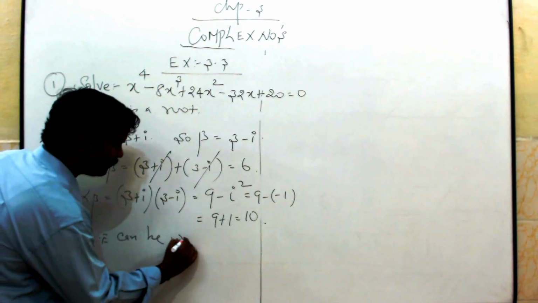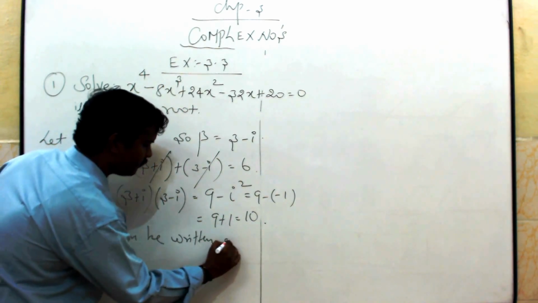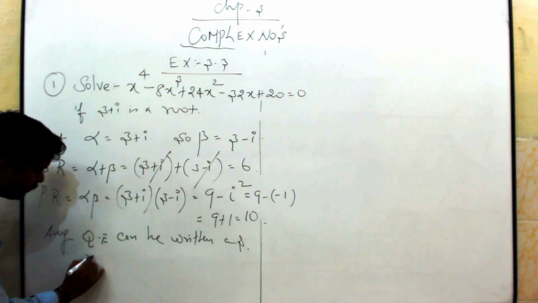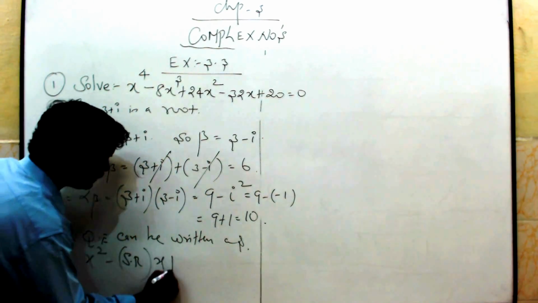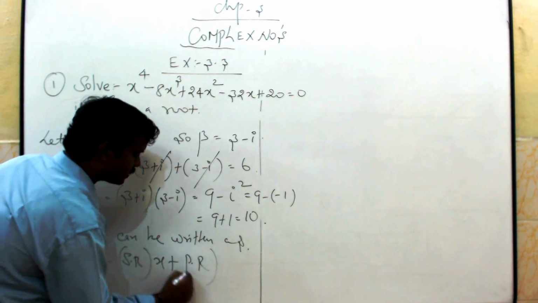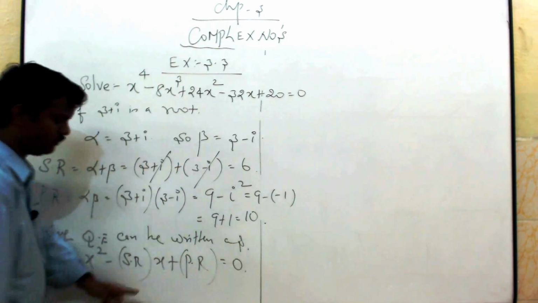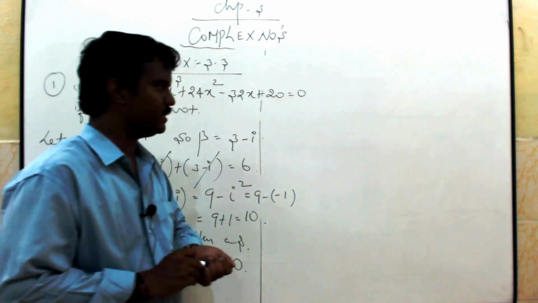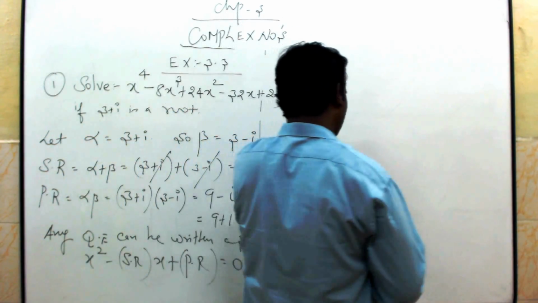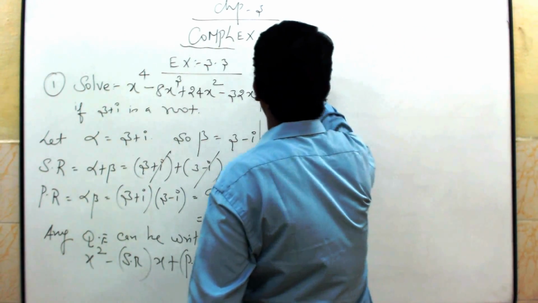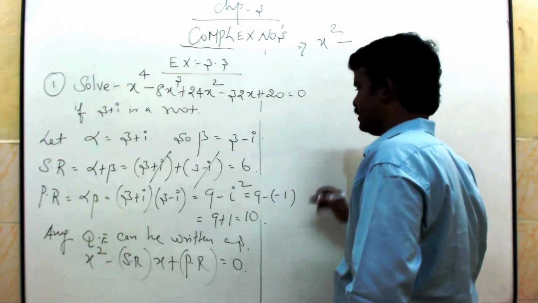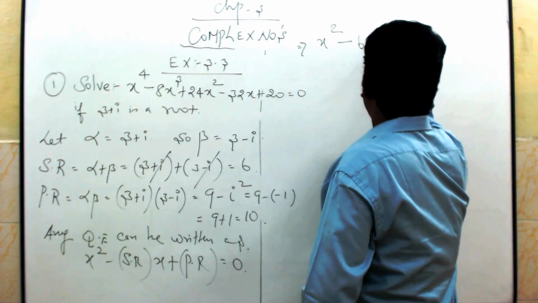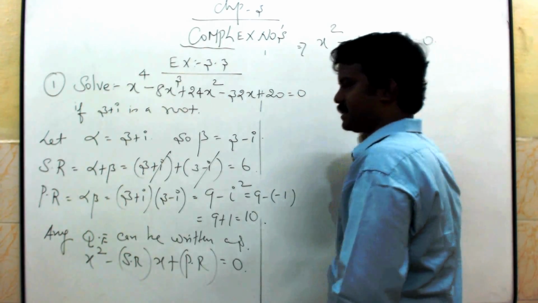Any quadratic equation can be written as x square minus sum of the roots into x plus product of the roots is equal to 0. This you know from 10th standard, right? 10th standard algebra நீங்க படிச்சிருப்பீங்க. x square minus sum of the roots into x plus product of the roots is equal to 0. What is the sum of the roots? 6. What is the product of the roots? Plus 10 is equal to 0.